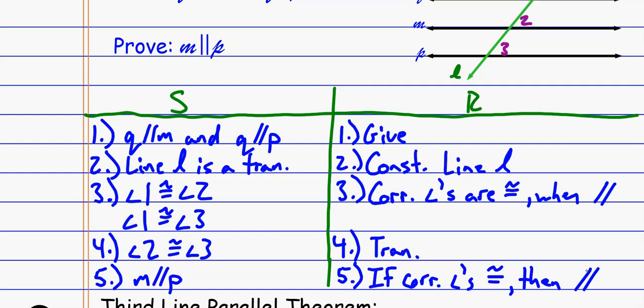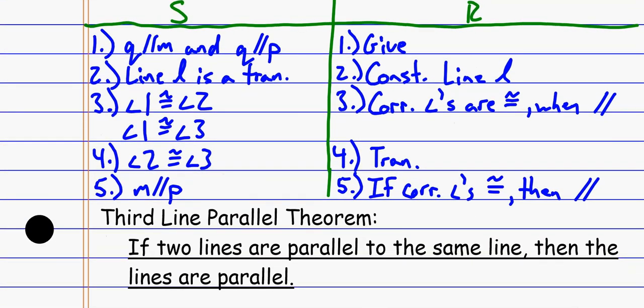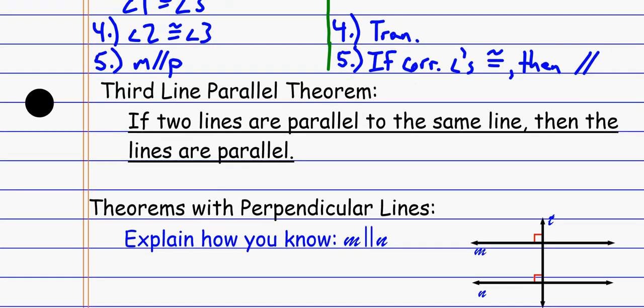Okay? And 5 steps seems ridiculous for something that seems so obvious to us from the beginning, that if these guys are parallel and these guys are parallel, well then of course all 3 of them are parallel. Okay? All 3 of them are parallel to one another. All right? But now we know that. Now it's part of our toolkit. Now we can use that whenever we want. All right? So, third line parallel theorem. If 2 lines are parallel to the same line, then the lines are parallel.